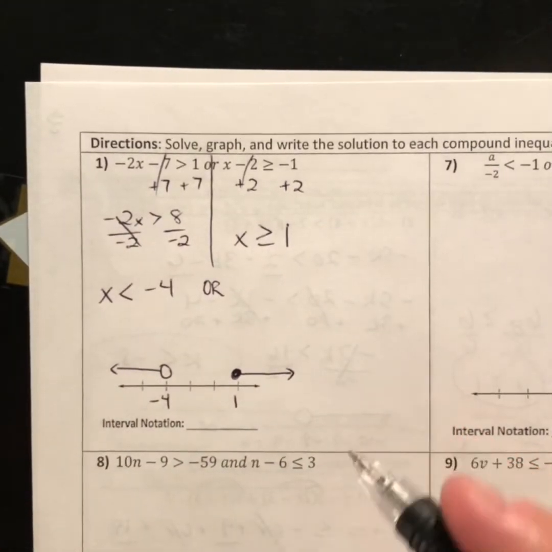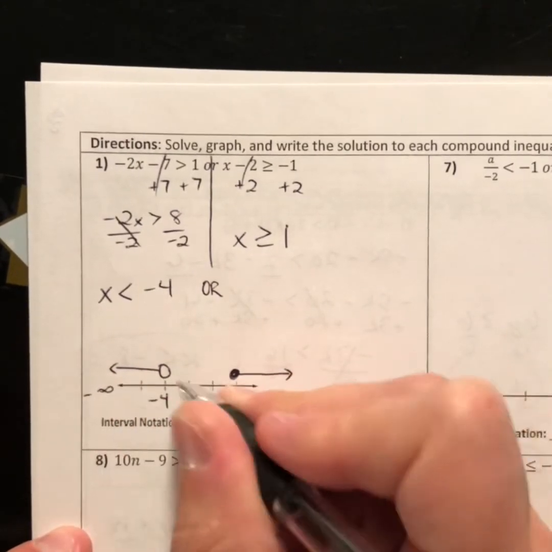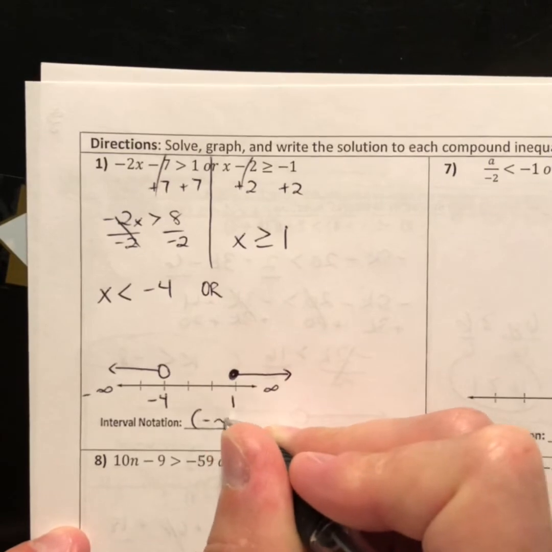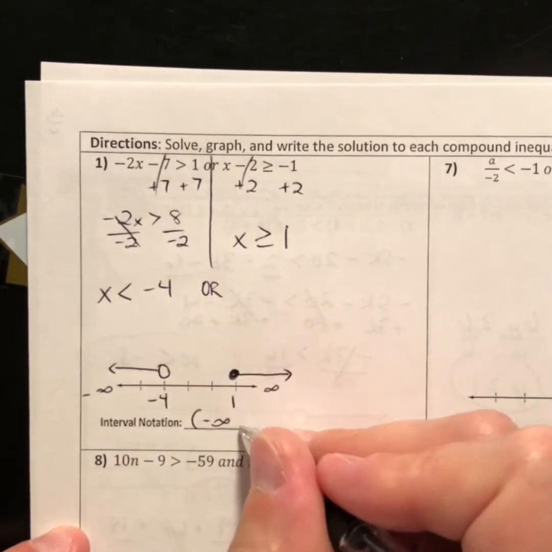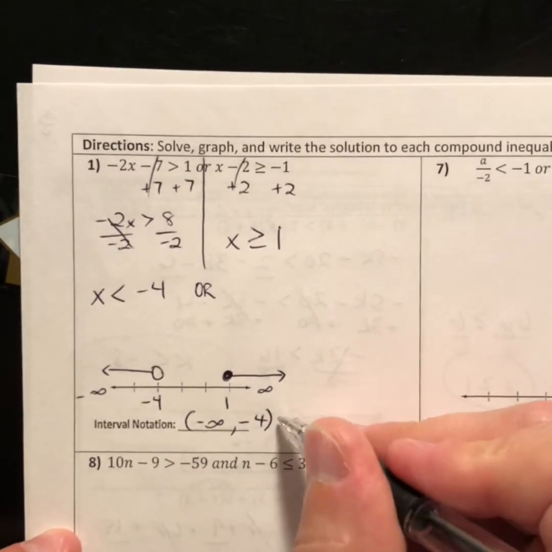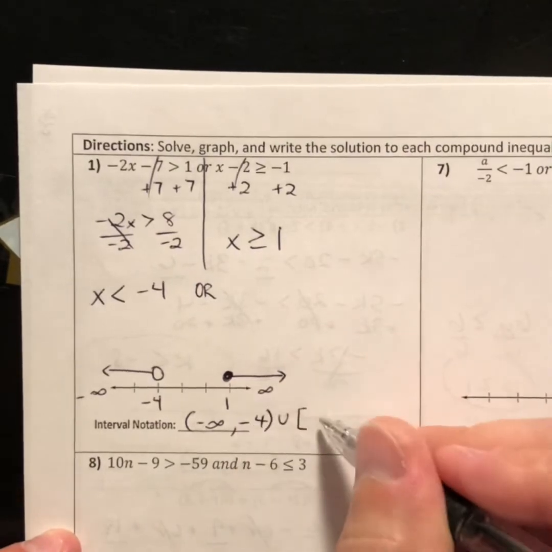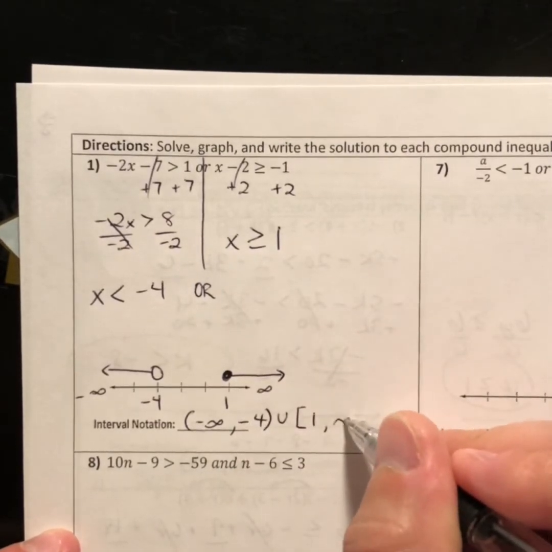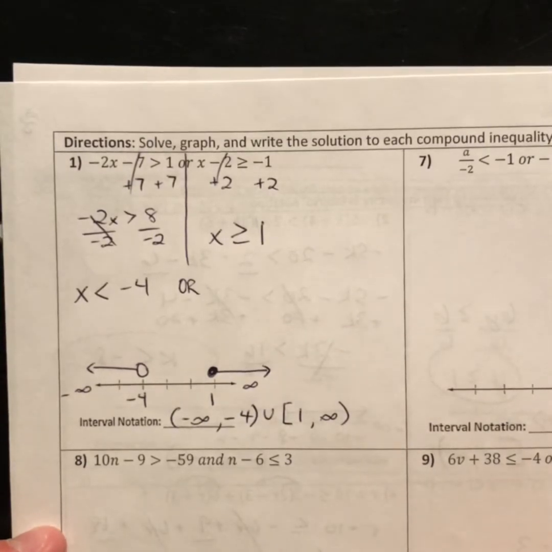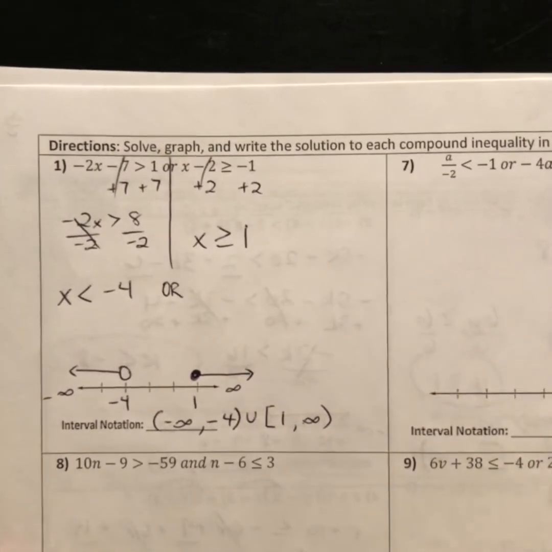And interval notation here, if you want to include these, remember you've got negative infinity and positive infinity. We will see both of them with this or compound inequality. It goes negative infinity to negative 4, both parentheses. And then union, remember union means we're combining these. Then we have a bracket on 1, and that approaches positive infinity as well. And that's your interval notation. Pause the video and try 7.